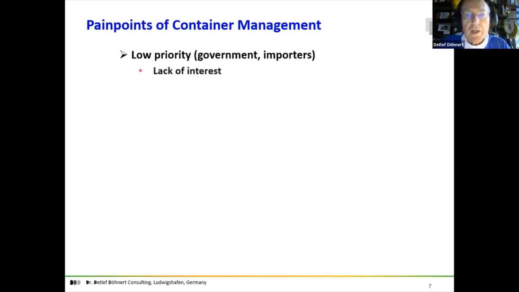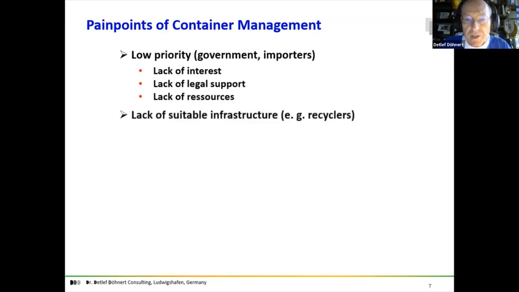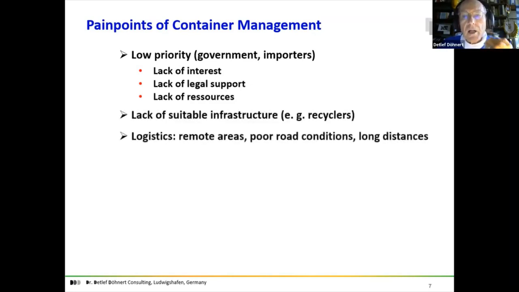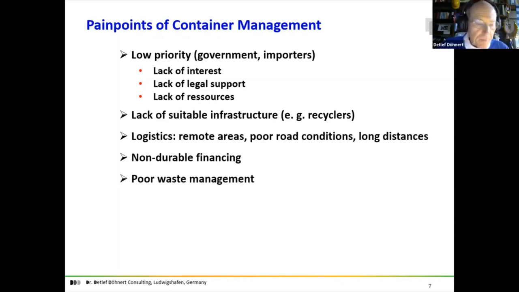That is low priority of governmental and importers and stakeholders. There's a lack of suitable infrastructure. Logistics in reality look very challenging when you go to remote areas. You have poor road conditions and long distances. And one point that destroyed some pilots already in the past, for instance, in India and other countries, was that there is a non-durable financing. And in general, there's a poor waste management and understanding what waste means.